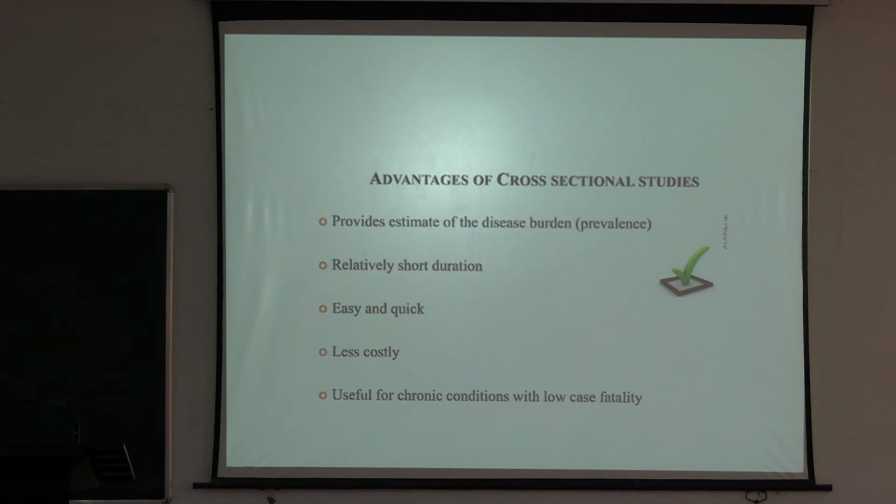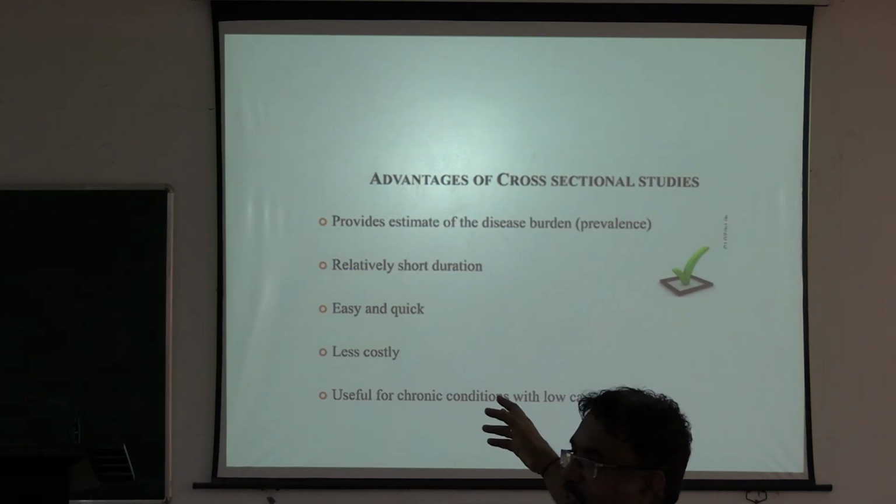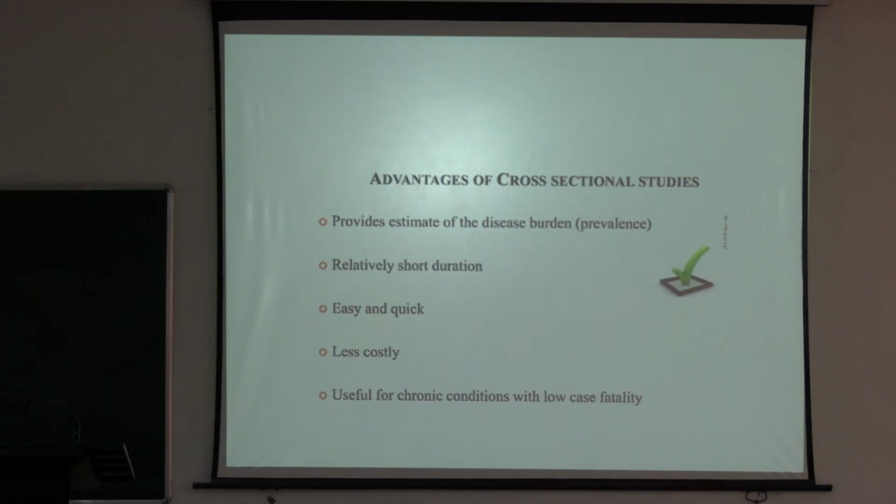Just for example, your own family care project. That is an example of a cross-sectional study. What you're doing? You're providing estimate of disease burden, short duration, easy and quick, less costly, useful for chronic condition with low case fatality. Okay.